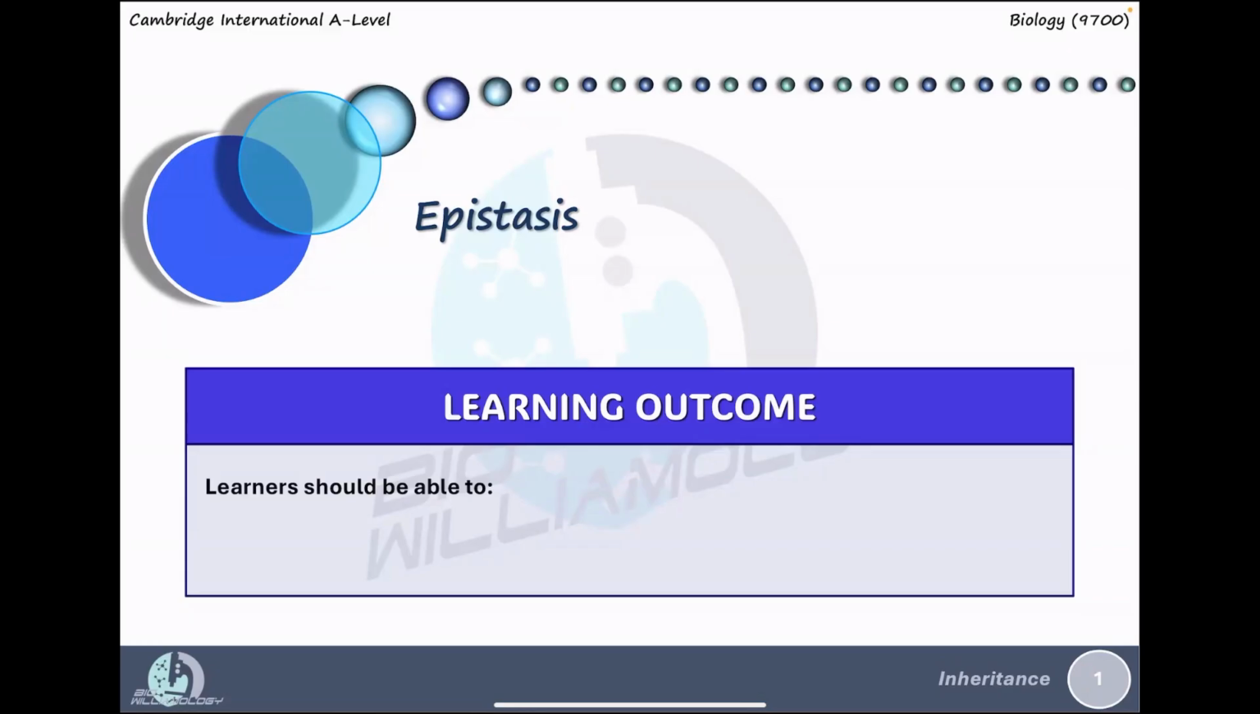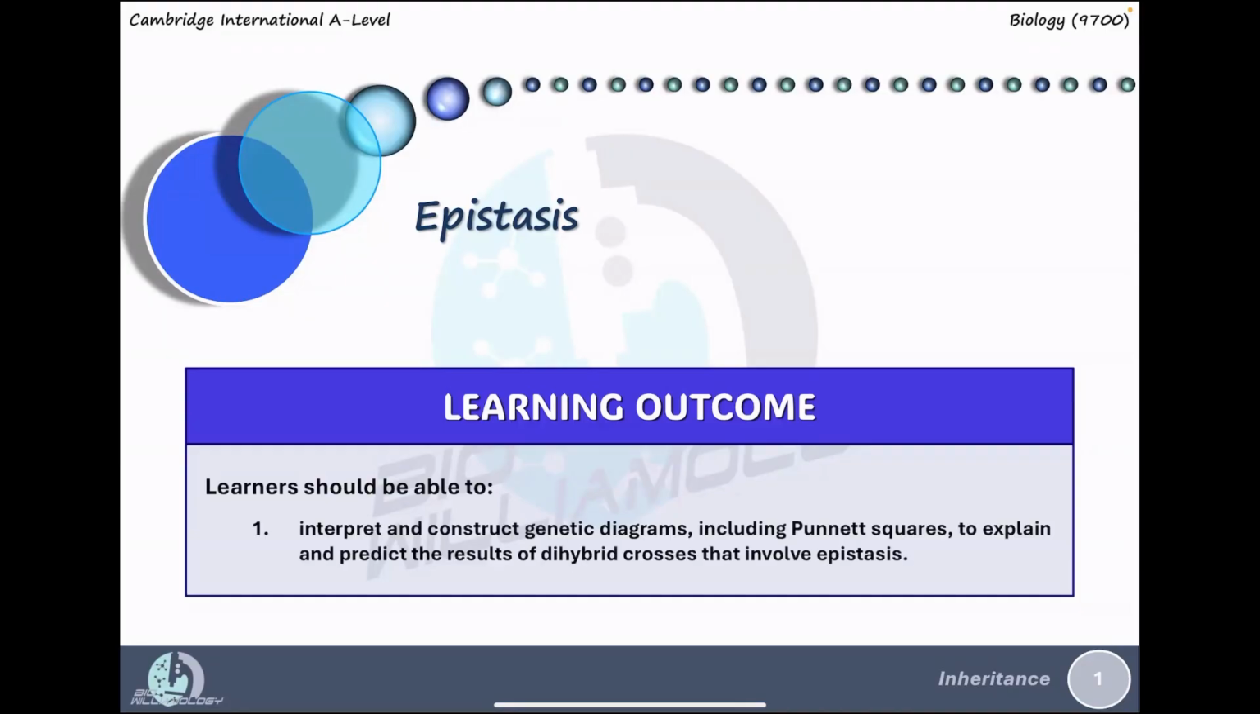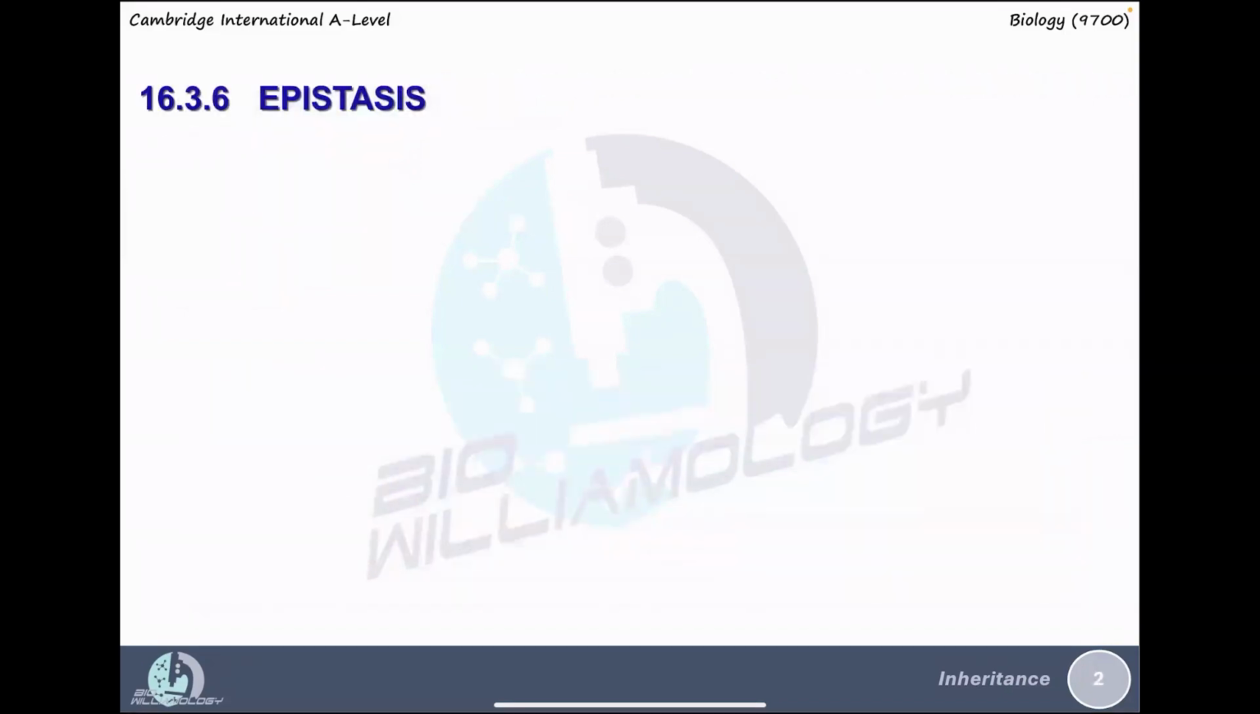In this lesson, we will explore epistasis and the pattern of inheritance due to epistasis. At the end of this lesson, you will be able to interpret and construct genetic diagrams, including Punnett squares, to explain and predict the results of dihybrid crosses that involve epistasis. Let's get started. So what is meant by epistasis?